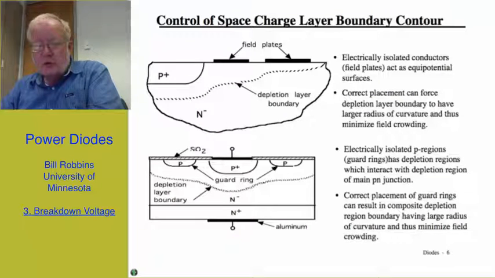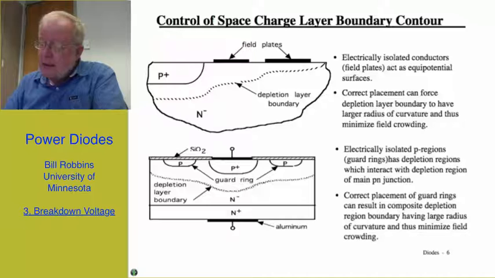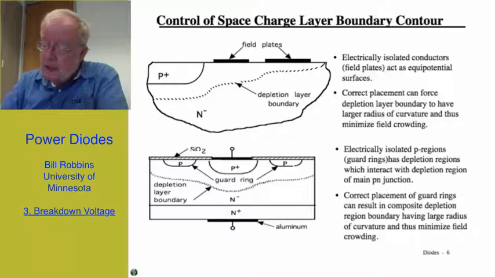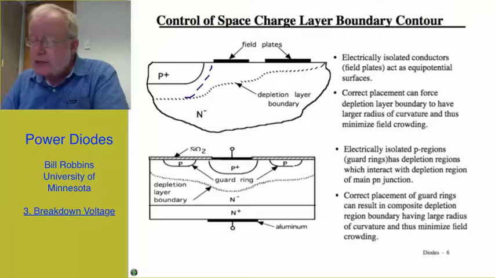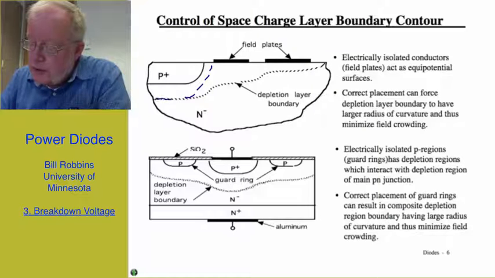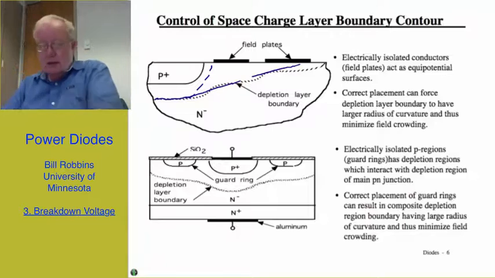And that's where we use techniques to control the space charge layer boundary contour. Instead of allowing the p-n junction depletion layer boundary to do this kind of thing that I've highlighted here, we use field plates or guard rings to force the depletion layer to have a much more gradual change in its shape.